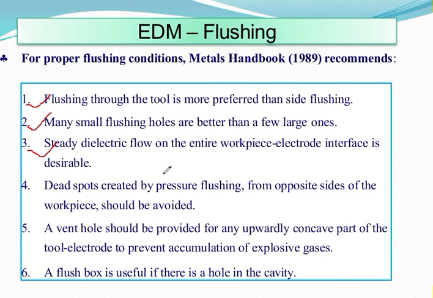Eventually, a vent hole should be provided for any upward concave part of the tool electrode to prevent the accumulation of explosive gases. And of course, a flush box is also useful if there is a hole in the cavity. So what I was saying is that these are the proper flushing conditions that have to be followed while machining. One of the important ones is the flush box, which is very useful when there is a hole in the cavity.